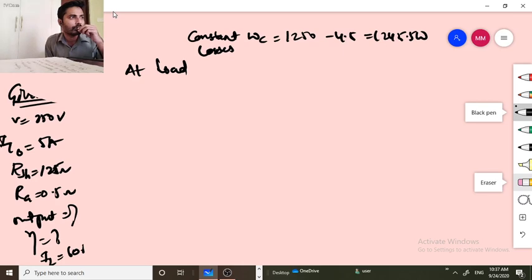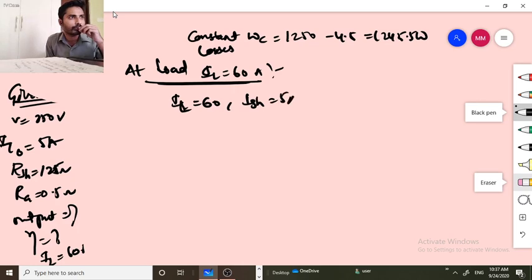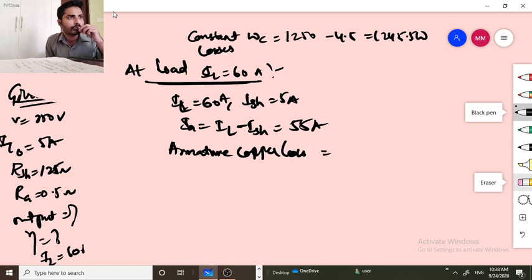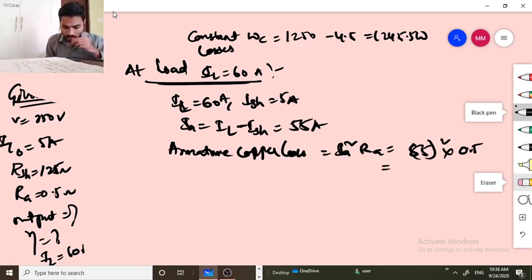Okay, so this is the data from no load. At load, IL is equals to 60 amperes. So take IL is equals to 60 and ISH is equals to 2 amperes. We have already calculated. Now we'll calculate IA. IL minus ISH, 58 amperes. So calculate armature copper loss, which is equals to IA square RA, which is equals to 58 square into 0.5. What is the value here?